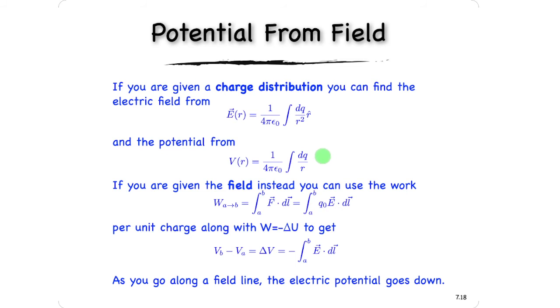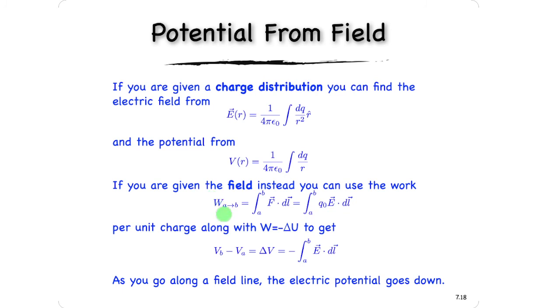But we can also go in the other direction. If we're given the field, we can figure out what the potential is. So instead of starting with the charge distribution and figuring out the field and the potential, if we know the field, we can go directly from this to this. And the way that's going to work is we can use the fact that work on an object going from A to B is just force dotted with displacement integrated along the path from A to B. And the electric force is the charge of our object that's being moved times the electric field.